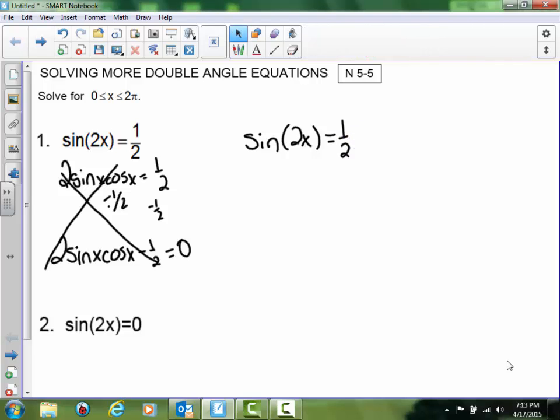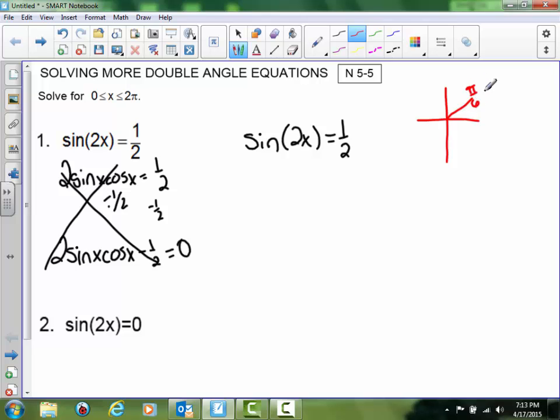Now, I know that on the unit circle we had a value of 1/2 for sine. That happened at pi over 6. We would see that the y value was 1/2. And over here at 5 pi over 6, we also saw that the y value was 1/2. That's what we needed for sine, y over r. So I've got those two places where that happens.